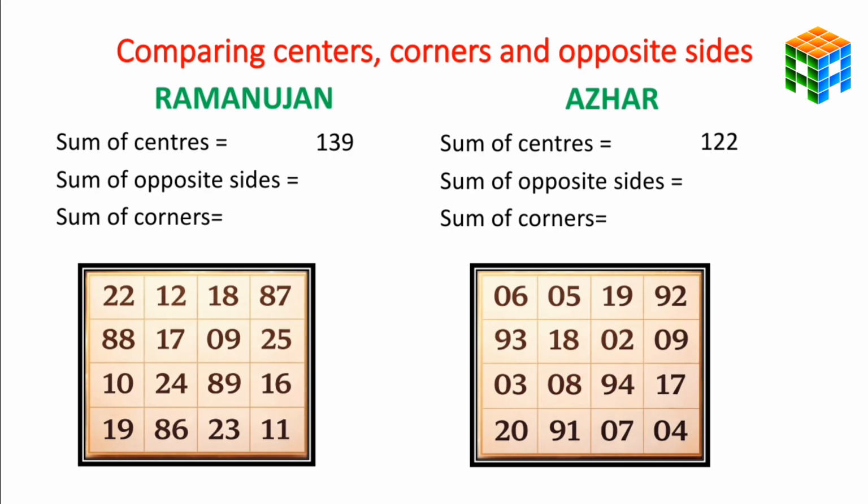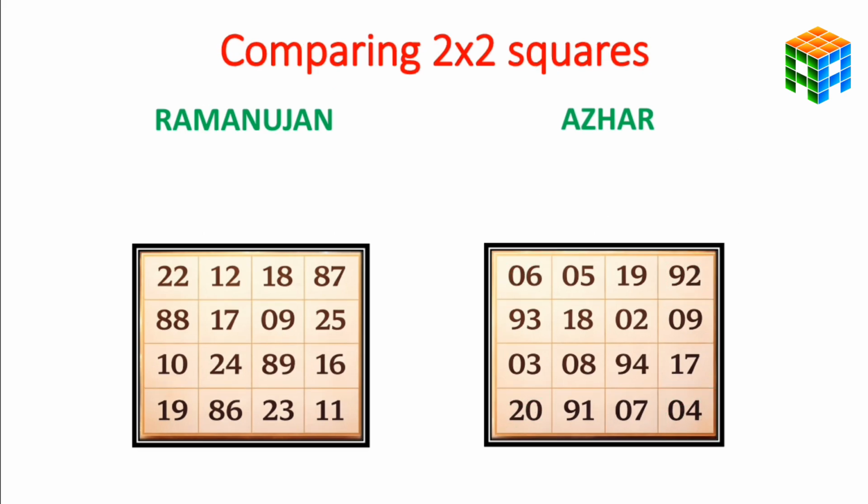Now let's compare opposite sides, either up and down or right and left. The sum remains the same, which is 139. Similarly, in my magic square also it is 122. Now sum the corners, take four elements, which is 139, and on the right, take four elements, the sum is 122. Now compare the 2 cross 2 squares.